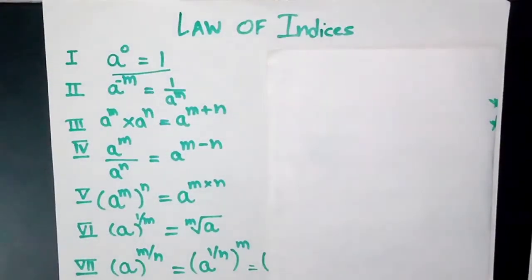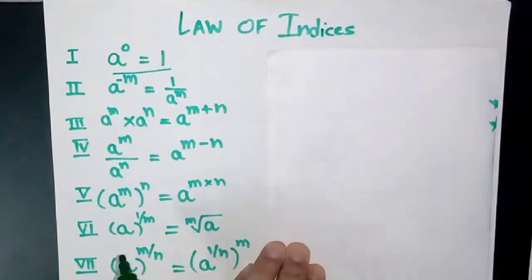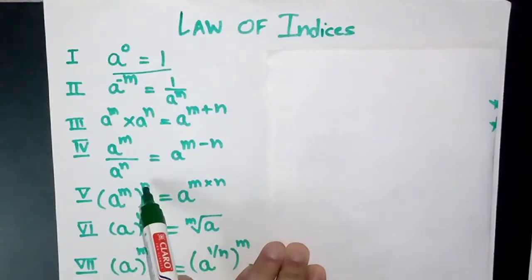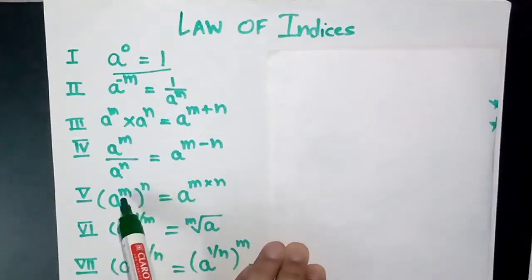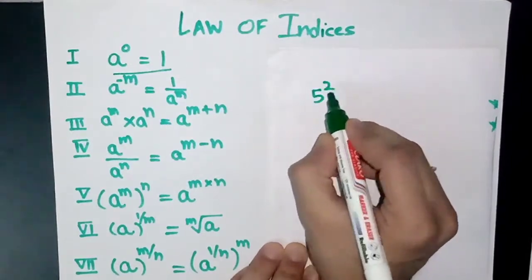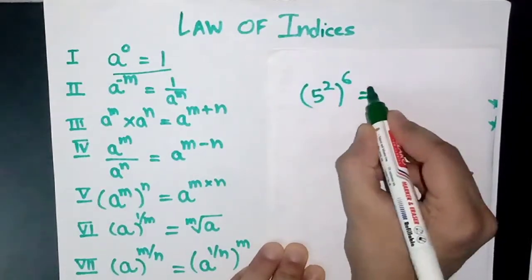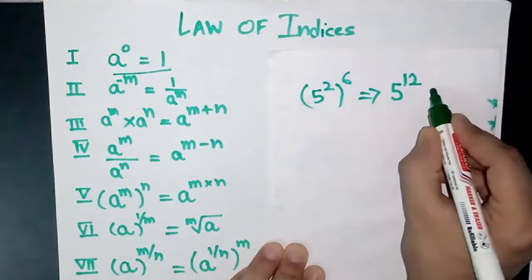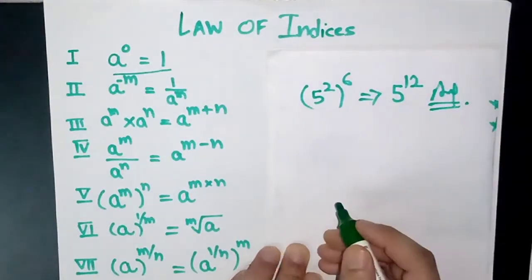Another rule is when a to the power m is also raised to the power n, in this case the powers get multiplied. For example, 5 to the power 2, all to the power 6, can be written as 5 to the power 12 in simplest form.